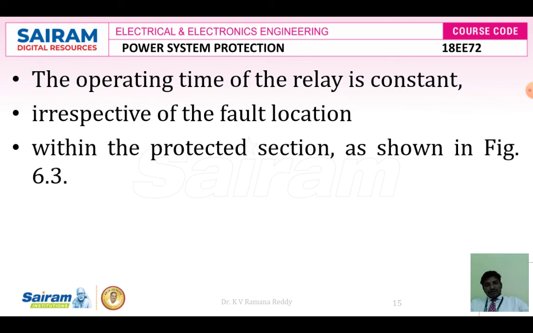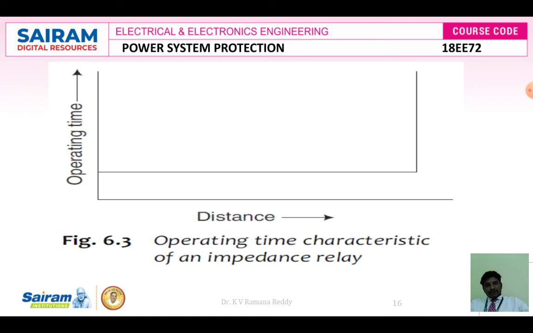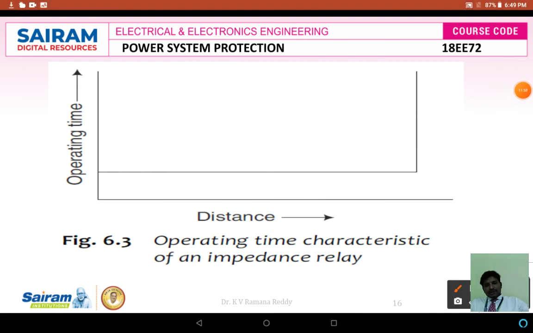The operating time of the relay is constant and is irrespective of the fault location within the protected section, as shown in this figure. If you see this figure, we are showing that the operating time is always constant for any magnitude of the fault current. So it is irrespective of time, and it depends upon the magnitude of the impedance Z only; it will function.